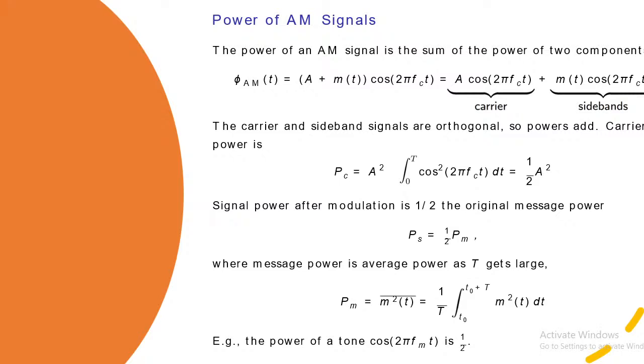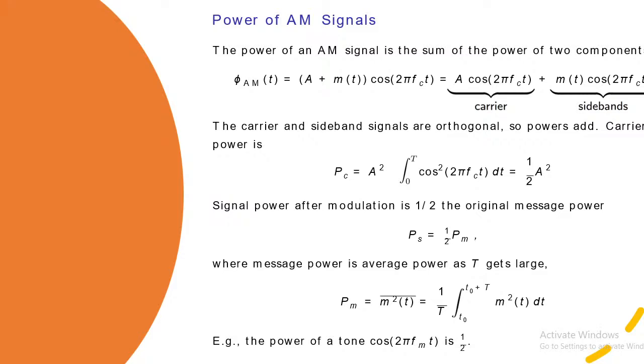Then we'll come to the power components available in the AM signal. What is the power? The power of an AM signal is the sum of the power of two components. What are the two components? One is the carrier component, the other is the sideband component. The carrier component is A cos omega_c t, and the sideband component is m(t) cos omega_c t. So these are the two components which are present there.